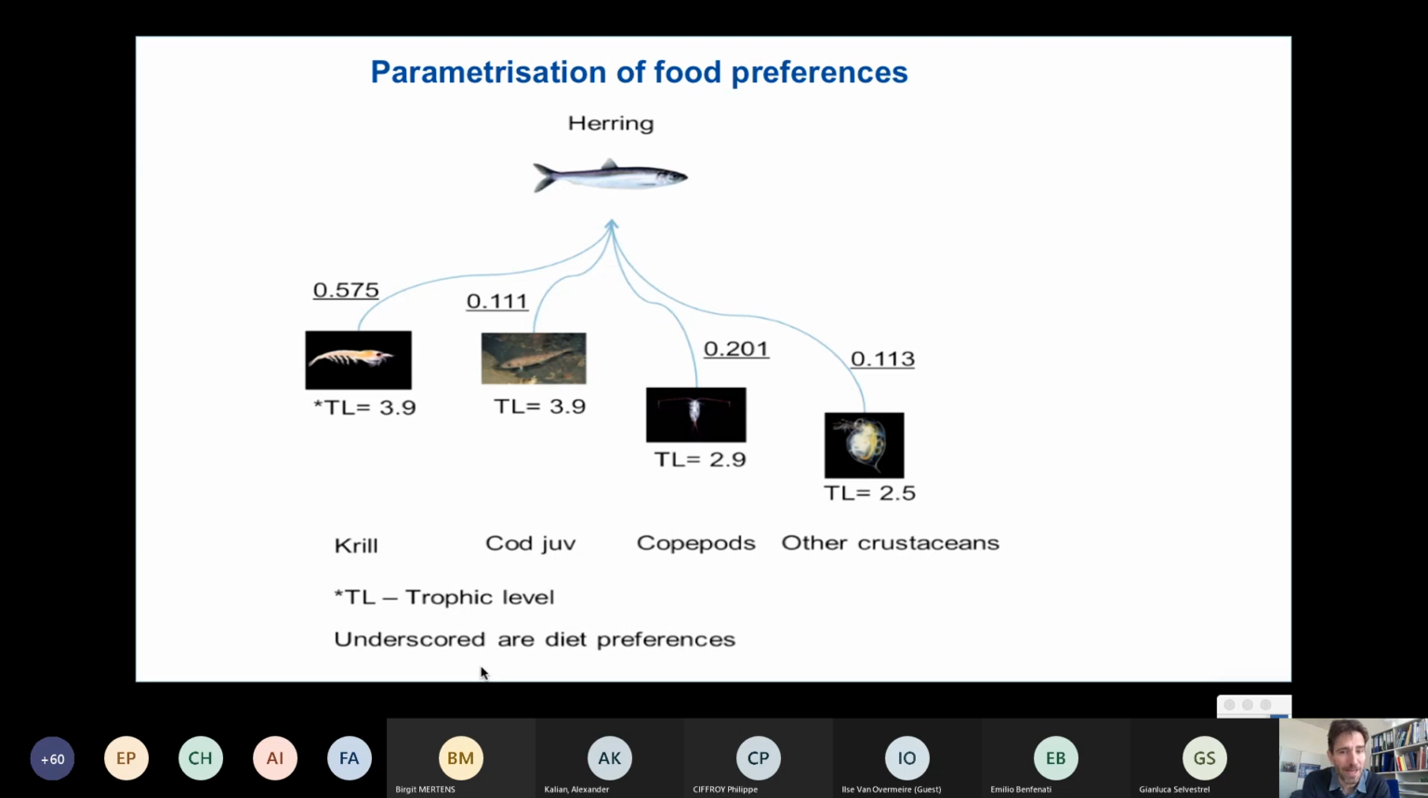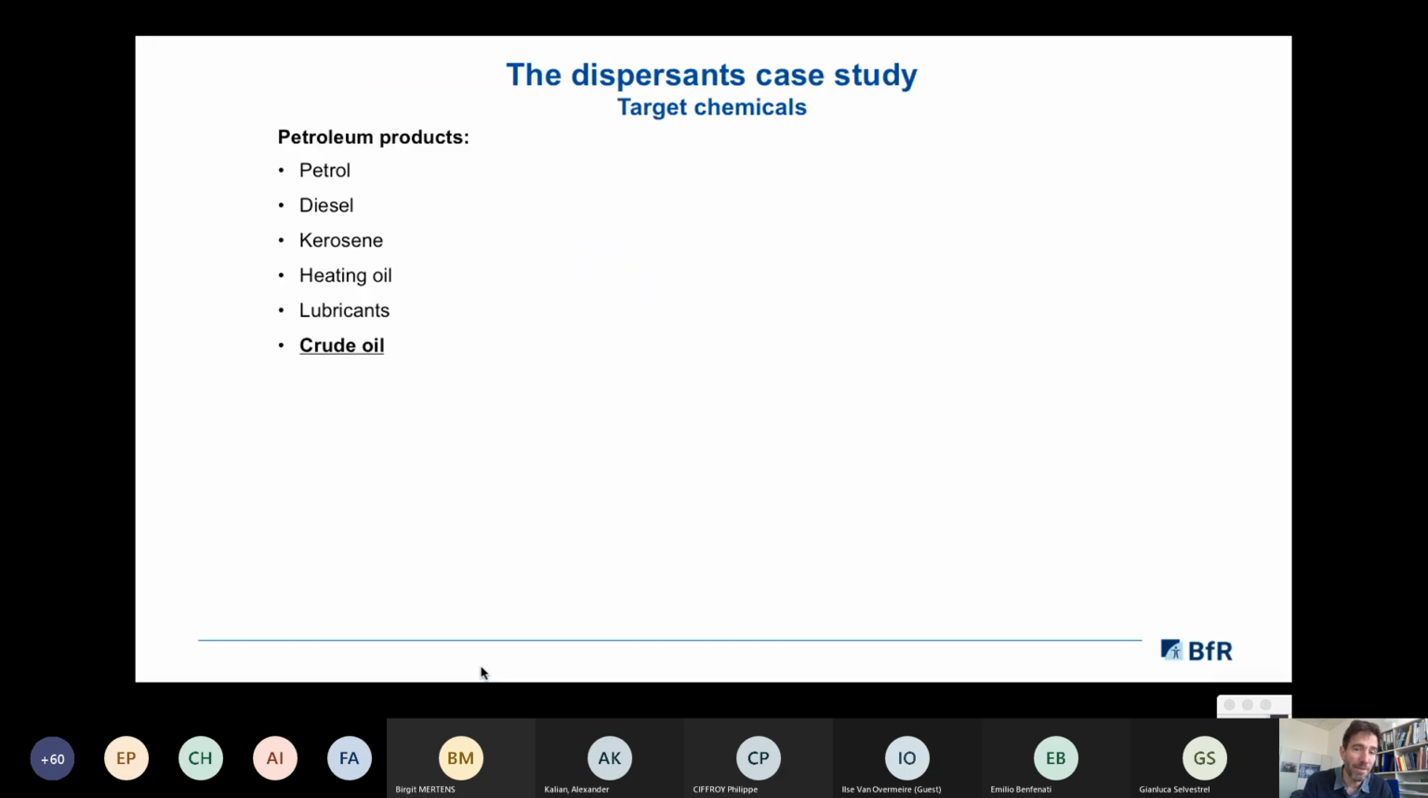So just to show you, for example, in this case, we looked at how a herring, which is a very important fish species in the North Sea area, feeds. It eats a lot of different crabs and smaller fishes, and so we tried to simulate the food preference of this species via a relative distribution of food items which might compose the diet of this species. So this is an aspect from the food web.